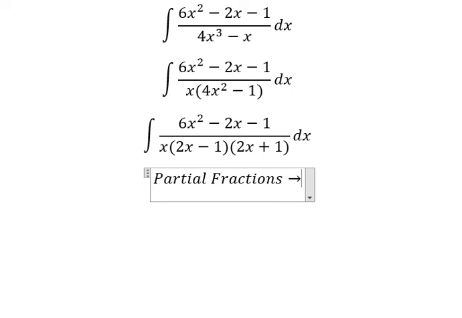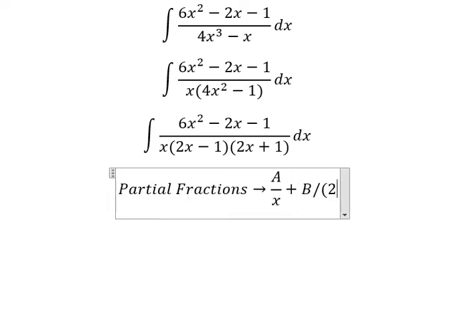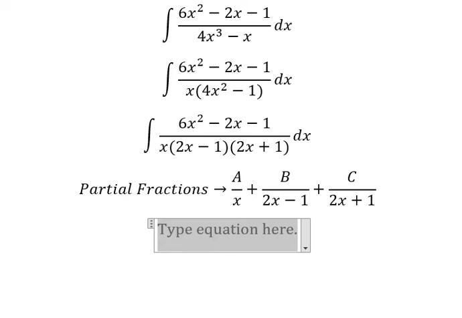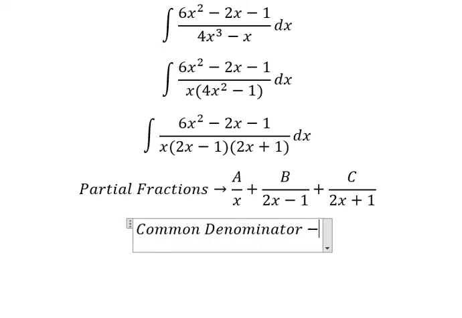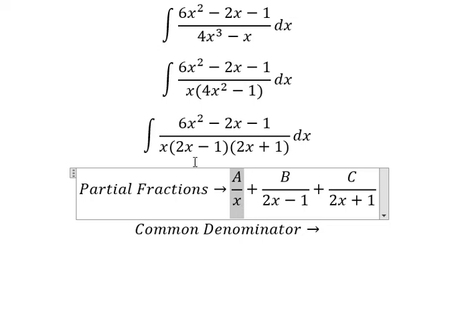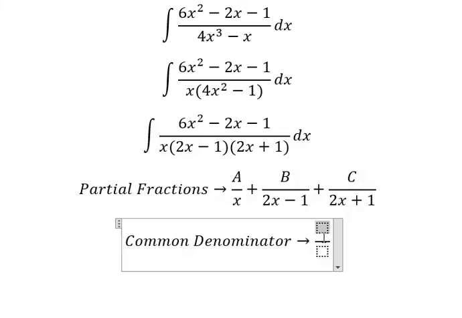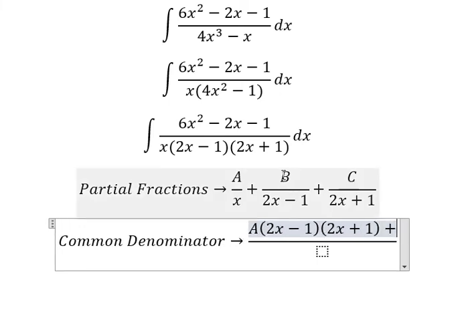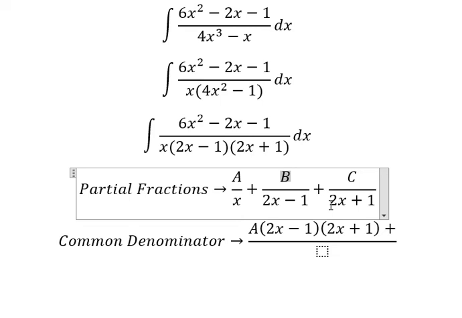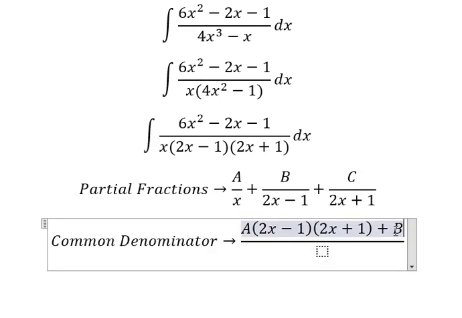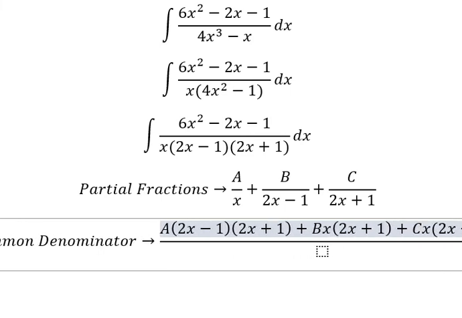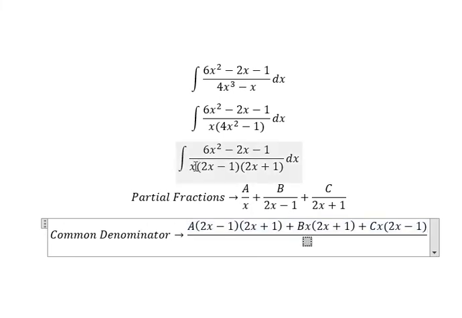So I will put capital A over x, capital B over 2x minus 1, capital C over 2x plus 1. Now, we can do the common denominator. For this one, we are missing 2x minus 1 and 2x plus 1, so we have capital A multiplied by 2x minus 1 and 2x plus 1. For capital B, it is missing x and 2x plus 1, so we need to multiply by x and 2x plus 1. Similar for capital C.